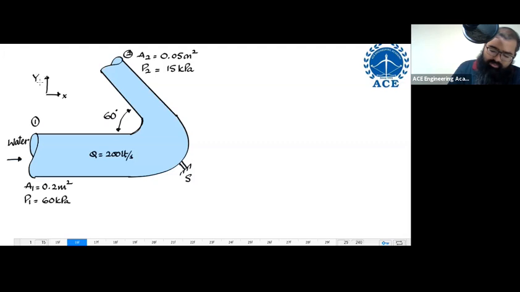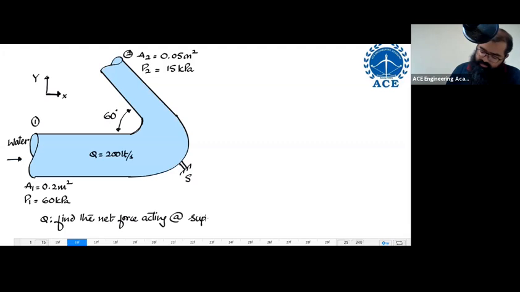y-axis, positive x-axis over here, positive y-axis over here, the question over here is: find the net force acting at support S. What is the net force acting at support S? Very quickly, please draw a rough diagram of this question. You are going to practice along with me only.